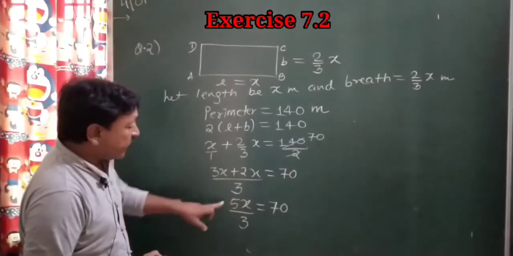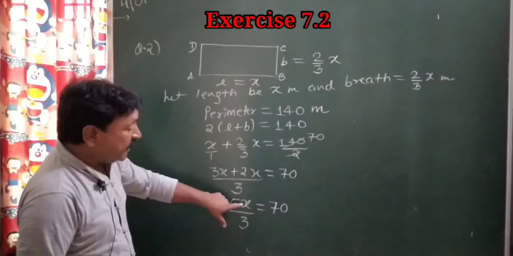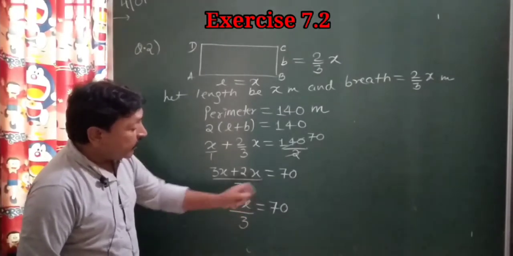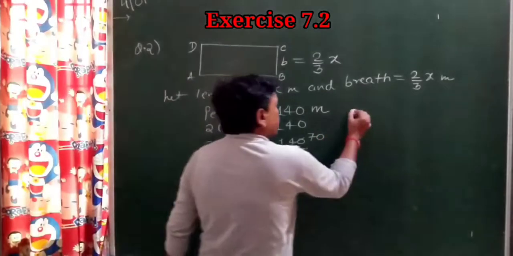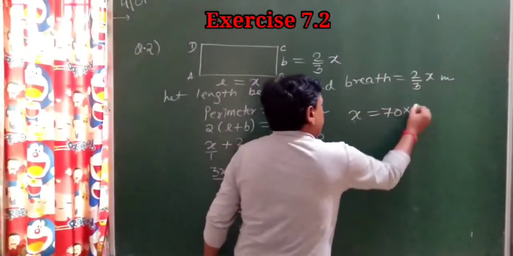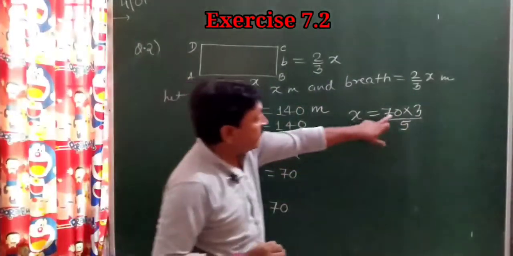So we have to transpose this 5 and 3 to the right hand side. 5 is in multiplication with the variable, so it will go in division, and 3 is in division, so it will go in multiplication. See here, x will be equal to 70 into 3 upon 5. Okay, now we have to divide 70 by 5.